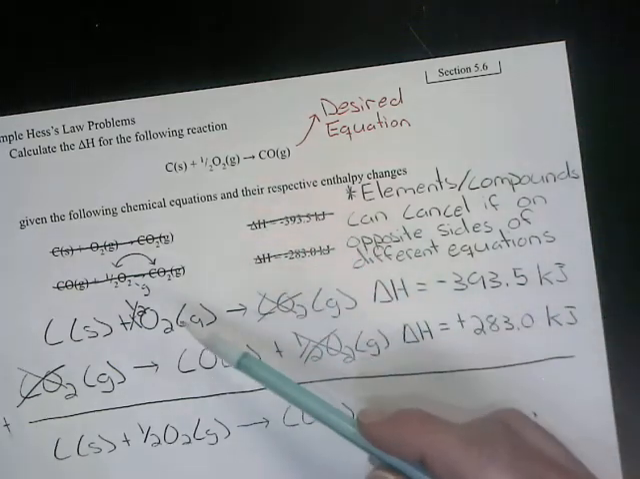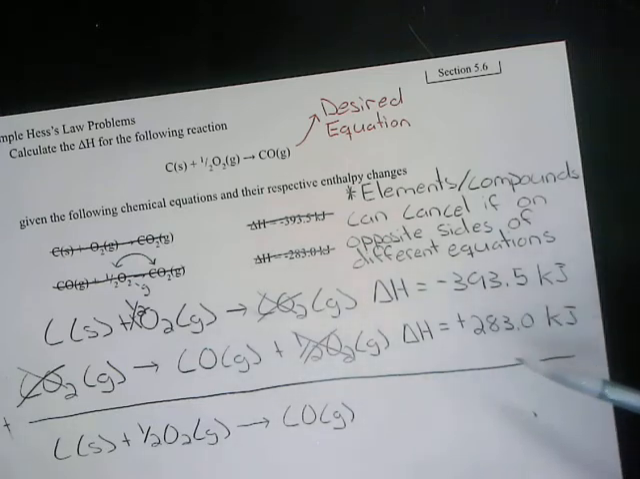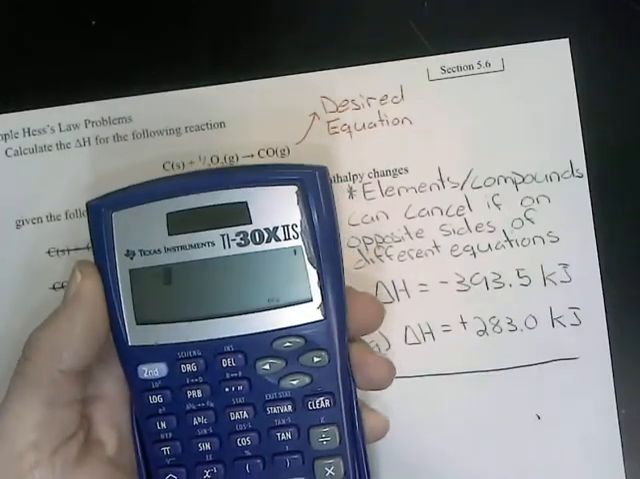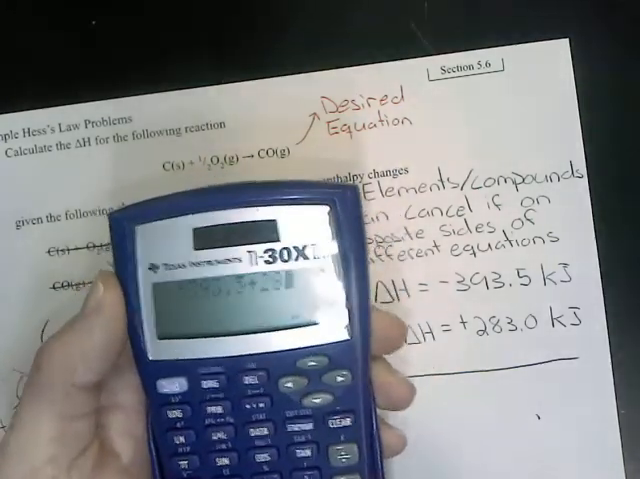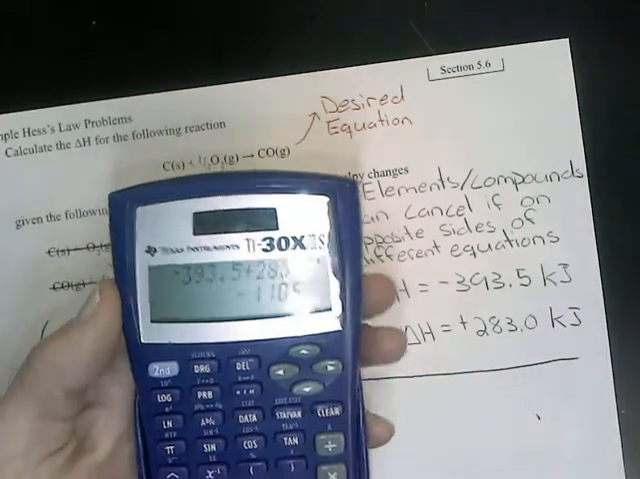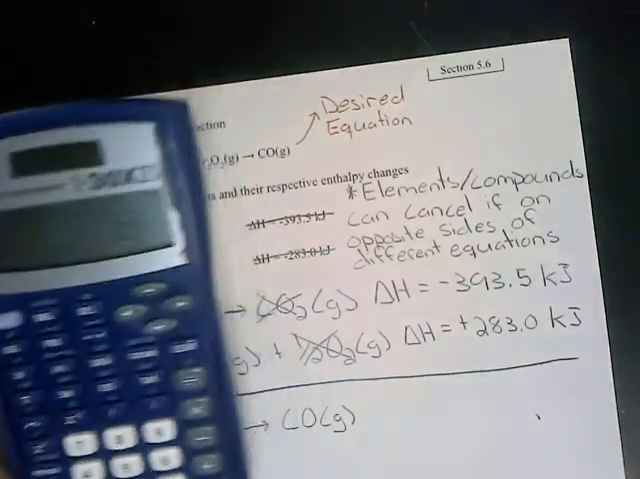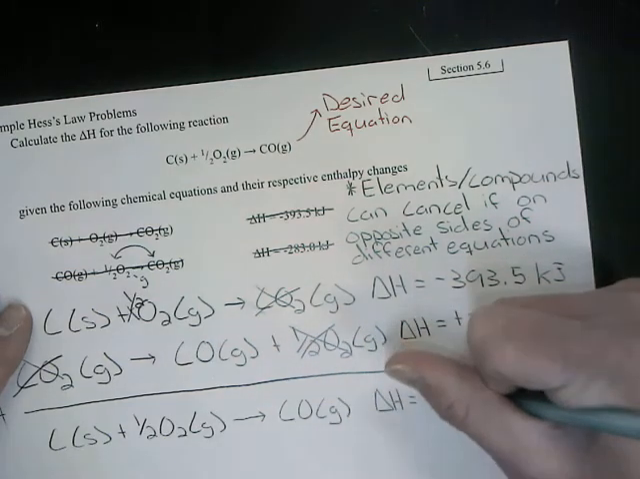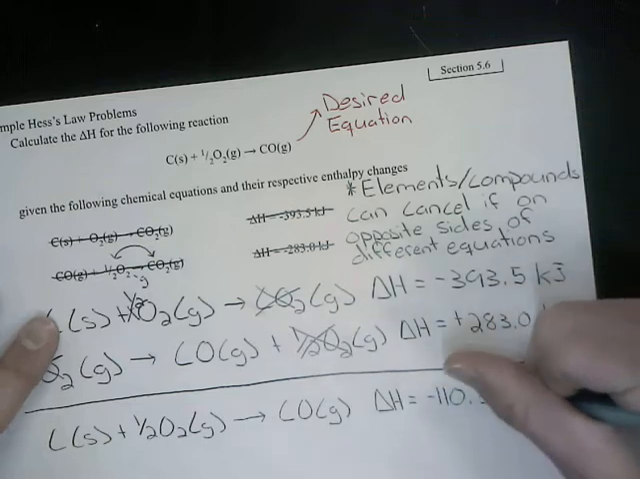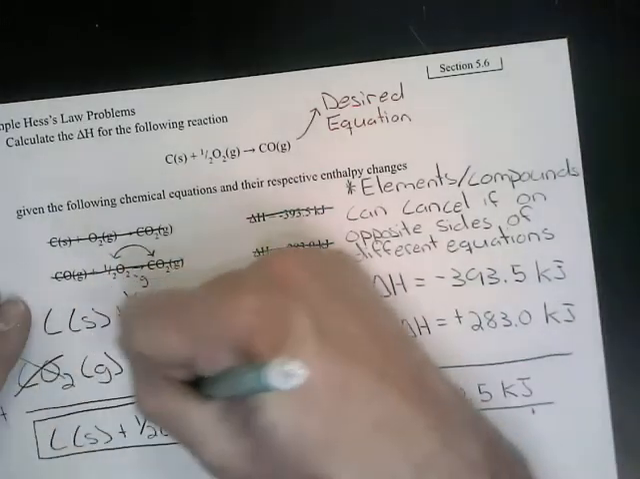So what this says is, because we manipulated these given equations in the way we wanted, all we need to do is add these delta H values together. So all we're going to do is take negative 393.5 plus 283.0. I press enter, and so the delta H for this particular reaction is negative 110.5 kilojoules. So the delta H for this reaction is negative 110.5 kilojoules.